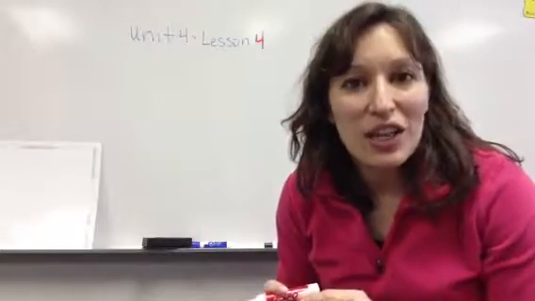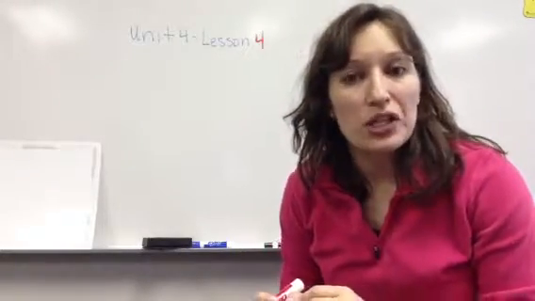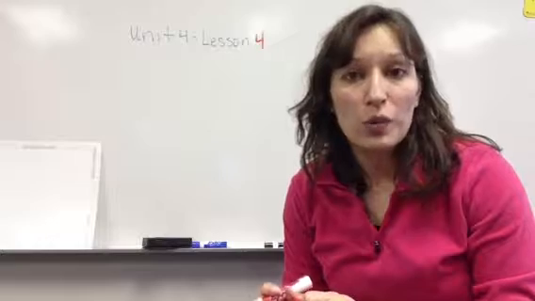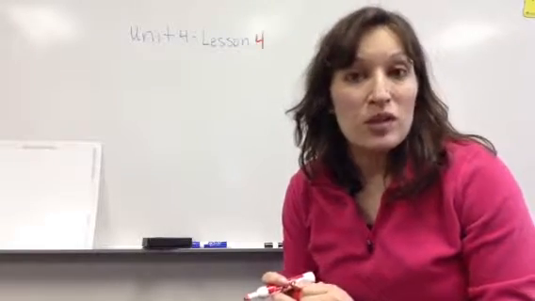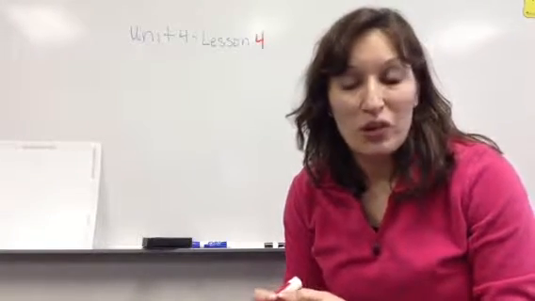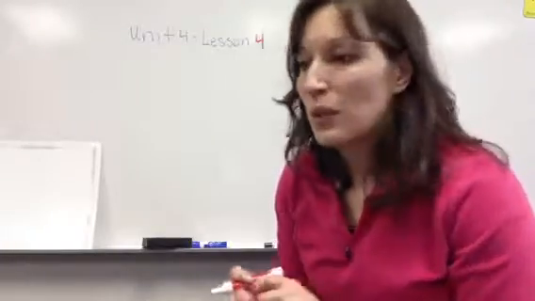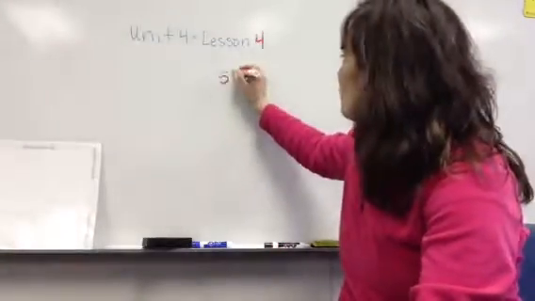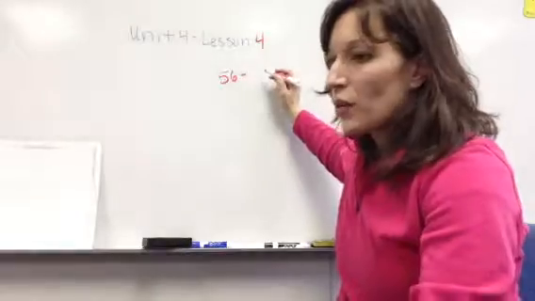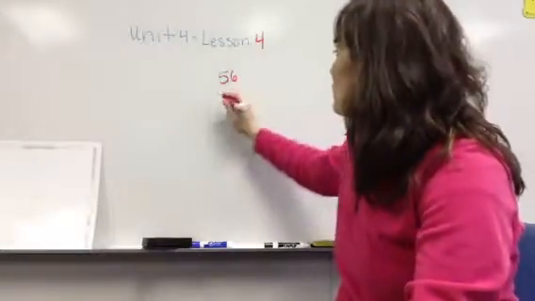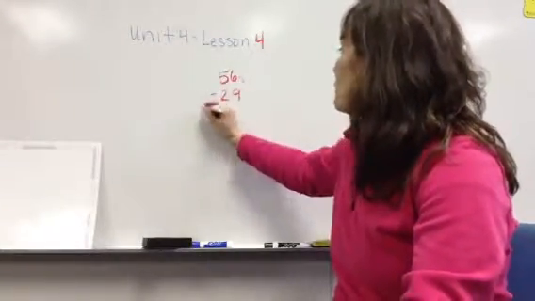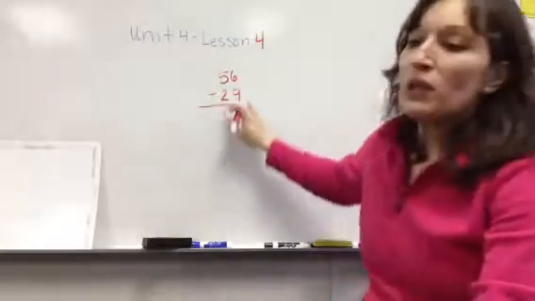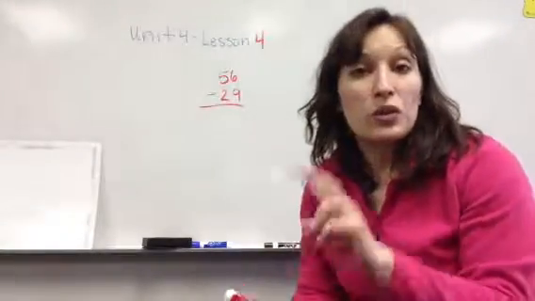Okay, now we're going to talk a little bit about some of the other strategies we can use when we are ungrouping or regrouping by doing subtraction from double-digit numbers. Okay, let's take a look at this problem. 56 take away 29. Okay, when we look at this problem, we can do two different strategies.